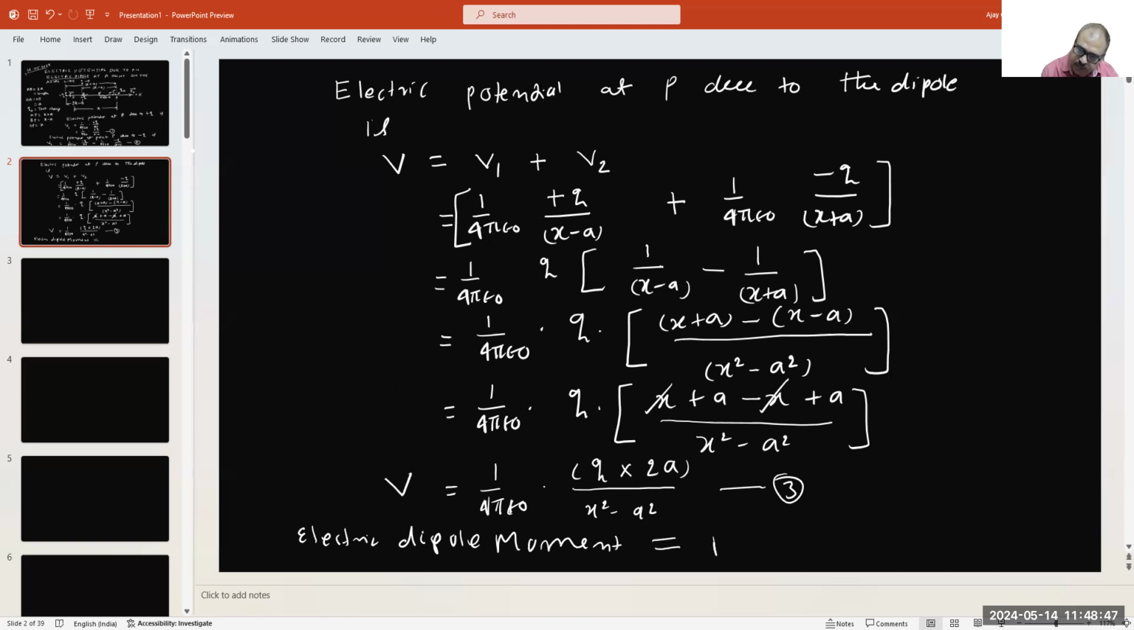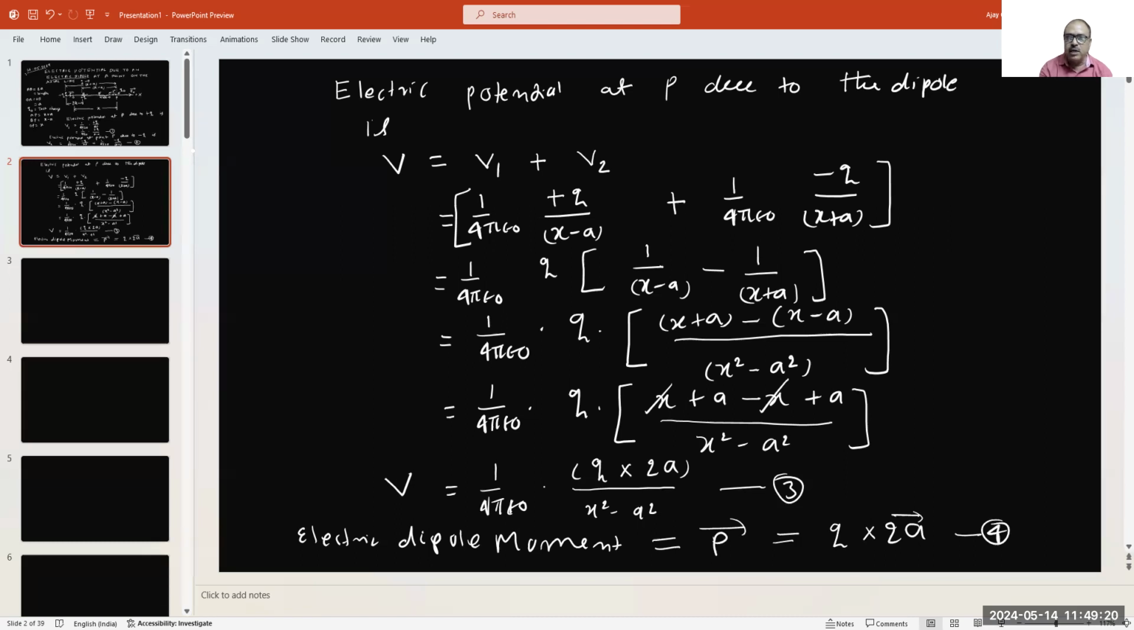It is P vector, and it is the magnitude of either charge times the length of the dipole. Yes. Remember the point: the electric dipole moment of any dipole is the product of the magnitude of either charge of the dipole and the length of the dipole. You make use of the P vector in place of Q times 2a.